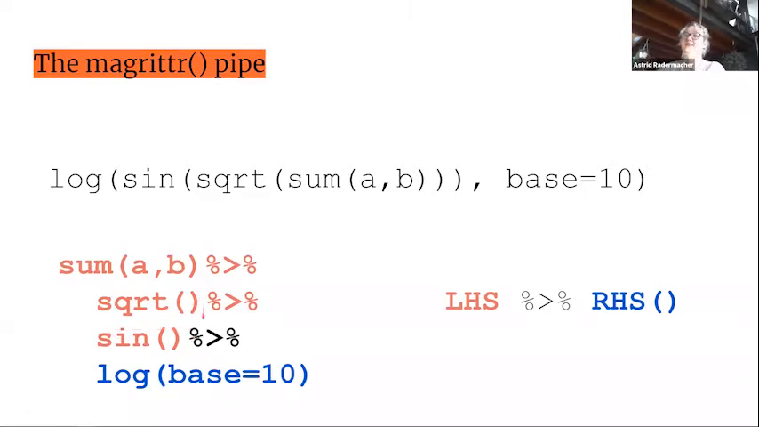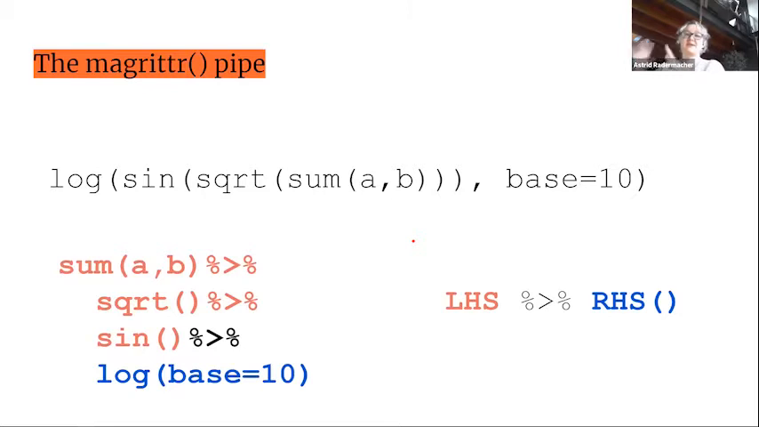So here, if we stop the pipe here, we'd have the square root of the sum of A and B. And then if we stop the pipe here and commented this bit out, we would have the sine of the square root of the sum of A and B. And then finally, if we just let the whole thing run, we'd have the log of everything that followed before.